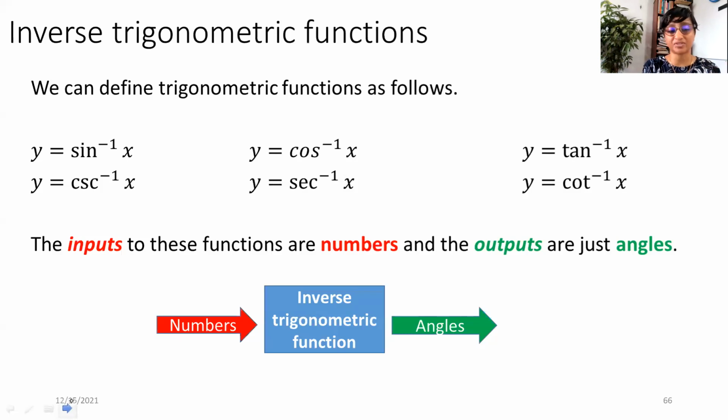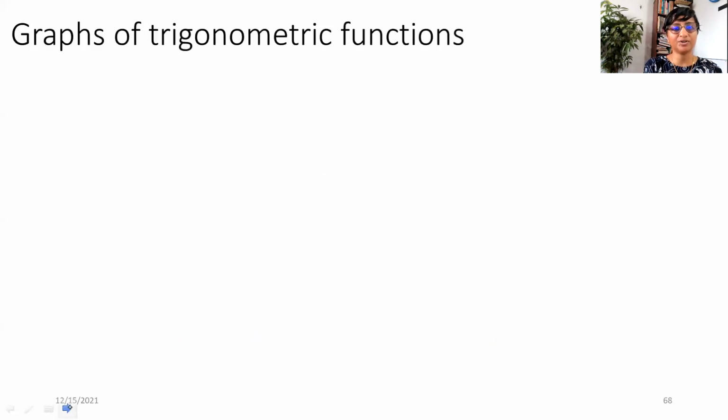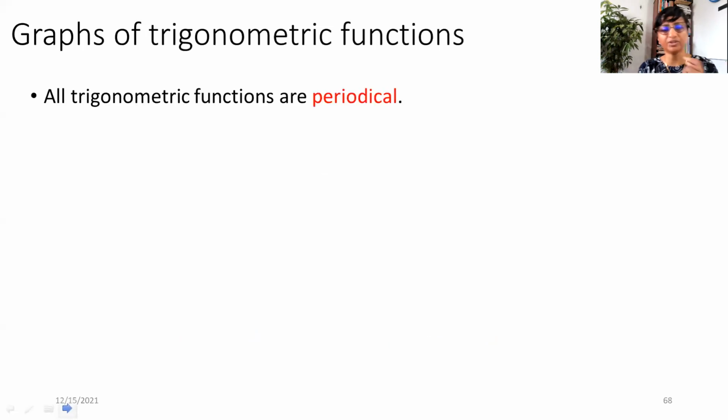So you have to know the shape of the graphs of these functions. If you think of how these graphs would look, first of all, you have to know that they have to be periodical. Periodical means the same thing happening again and again and again, because you are just going around a circle.